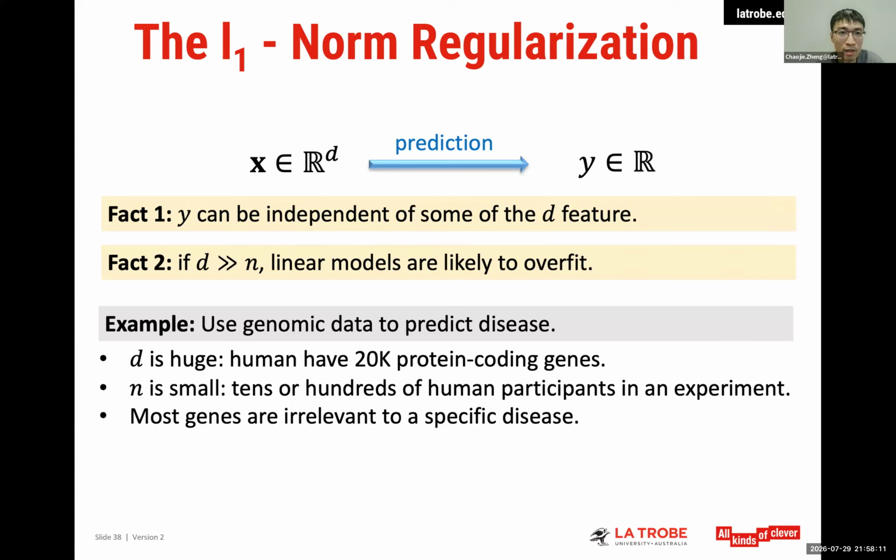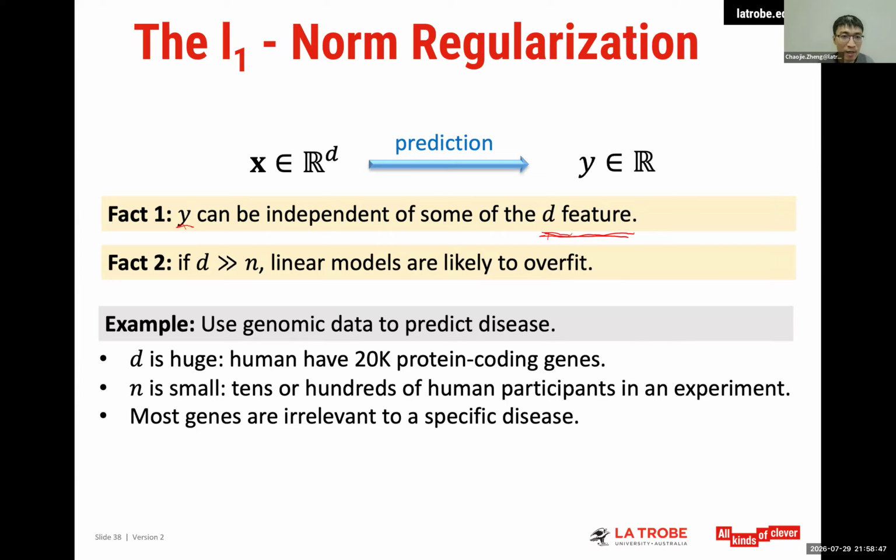So let's think about a scenario here, similar for the regression task. The y, that is the label, can be independent of some of the D features. These are the input features. That means some of the features may not be useful for predicting the value of y. So the features are irrelevant to our target of prediction.